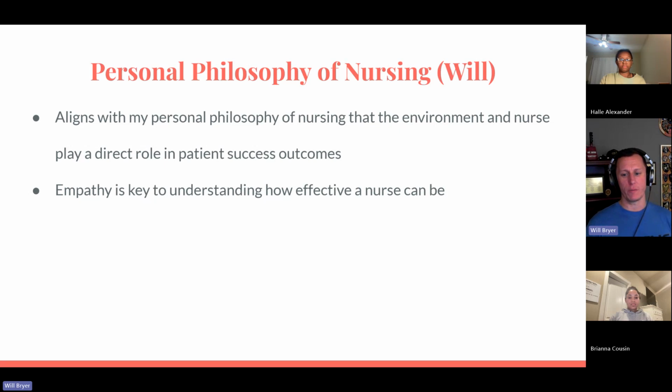That's one of those big things that we need to work on. And of course, empathy is the key to understanding how effective a nurse can be. We need to understand how our patients are feeling, and we need to do what we can. We need to essentially do what we would want someone to do if we were in their position. That's how we should act as nurses, and I think that's the best way to go about it.